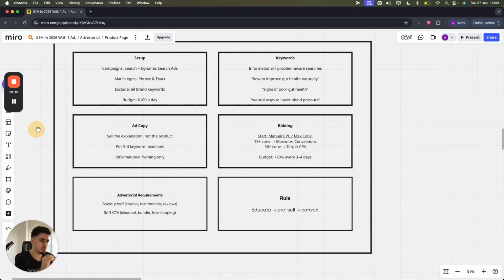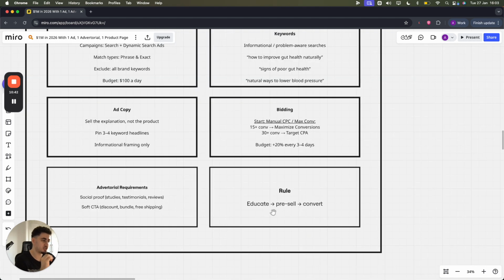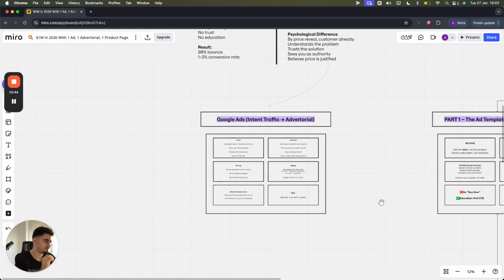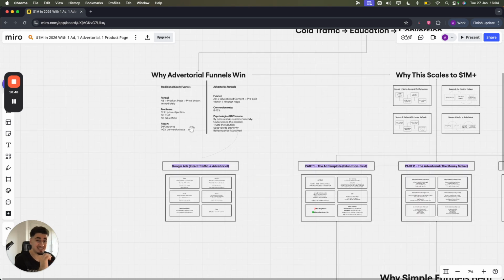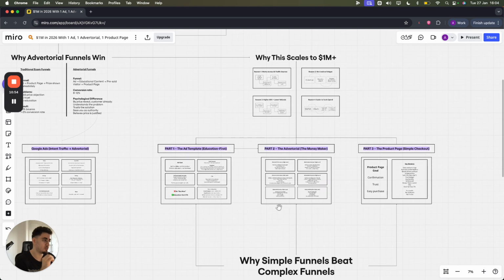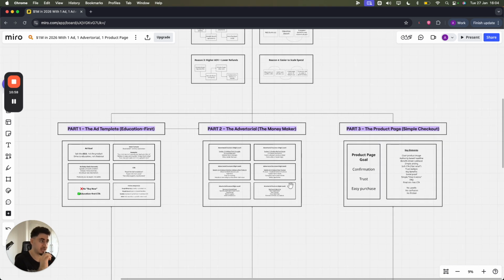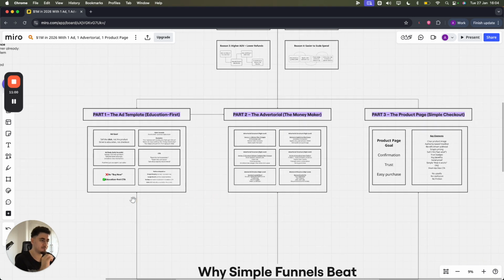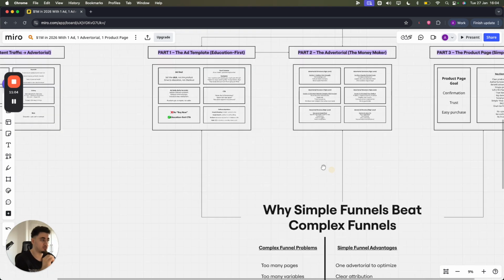So advertorial requirements, like we went through: make sure you have a soft CTA and a bunch of social proof, right? And remember, educate, pre-sell, convert. So in a nutshell, we went over why you should be testing advertorials, why you should definitely be implementing it to scale as well, why it scales to 7 figures, the simple 3-step process on how to have a strong ad, a strong advertorial, and a strong PDP, running ads to it, and just why it prints, right?